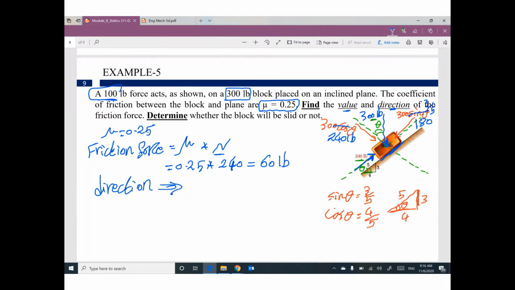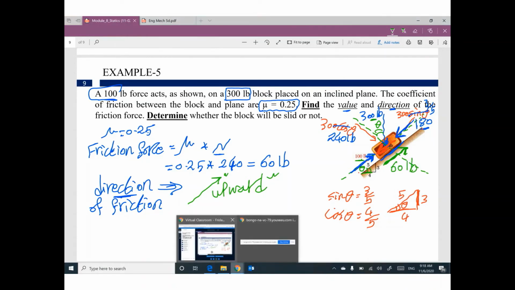Can you tell me what is the direction of this friction force? To determine the direction of friction force, you have to determine the direction of movement. The effect of weight, 180, is pushing down, and we have an applied force of 100 pound pushing up. Which one is greater? I believe 180 is greater than 100, so this block will move down. That means the friction will be upward like this. How much? 60 pound.